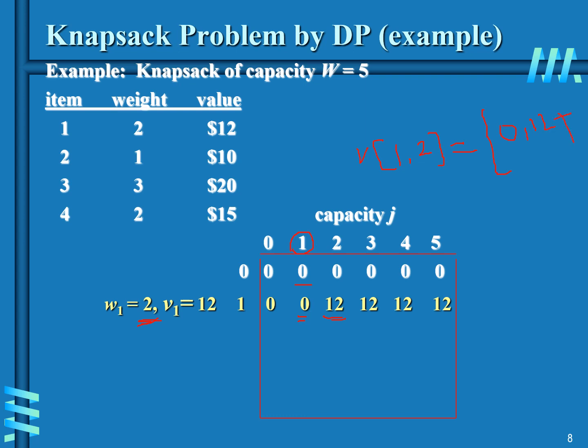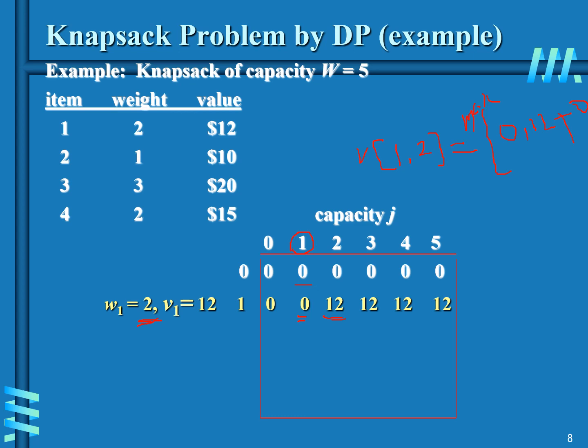plus, in the previous row, the entry which is WI columns to its left. So what is WI? That is 2, the weight of that item. From here, you move 2 columns to its left. So 1, 2. What is the entry present over here? 0. So whichever is maximum, either 0 or 12, 12. So that's why the value for V of 1 comma 2 is 12.